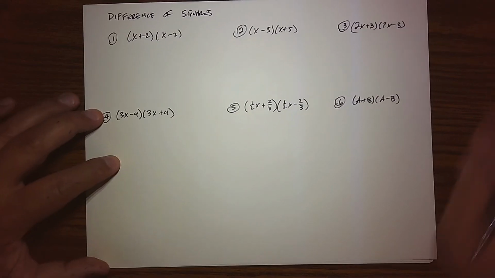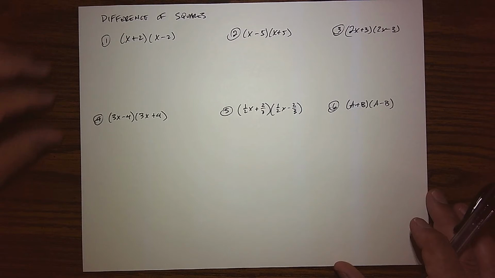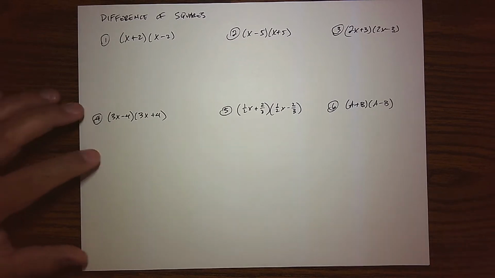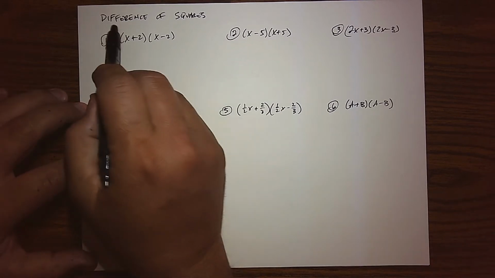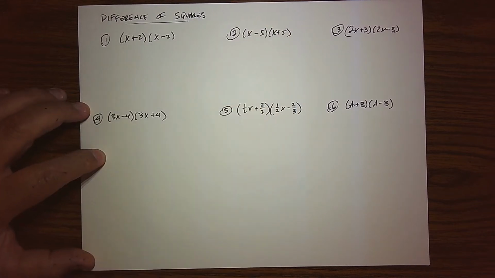Okay, so now that we know all about FOIL, let's take a look at another unique situation when it comes to multiplying binomials by binomials. And the name we're going to give it is the difference of squares. That'll become clear as we do our work. Why do we call these situations difference of squares?